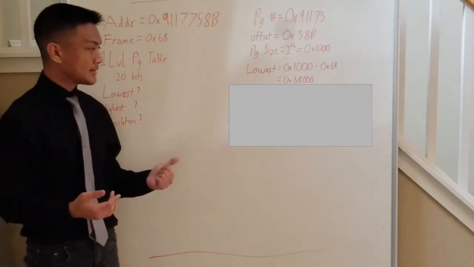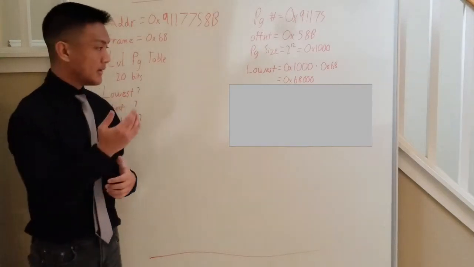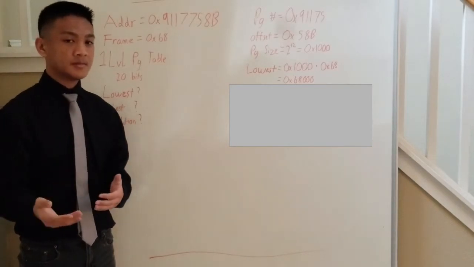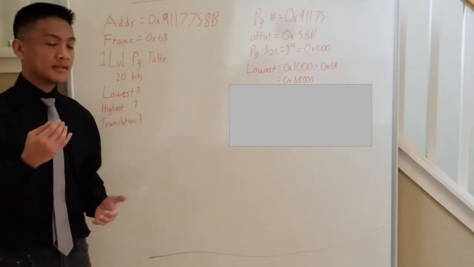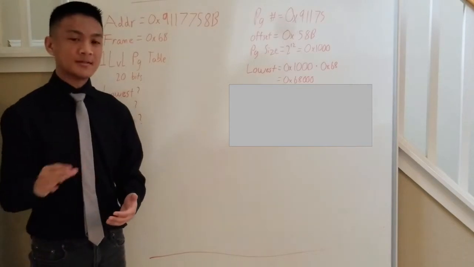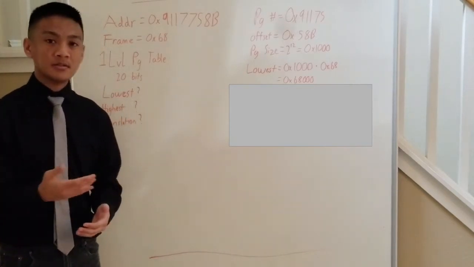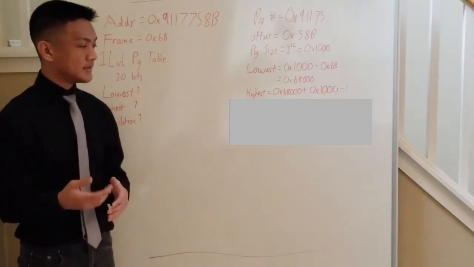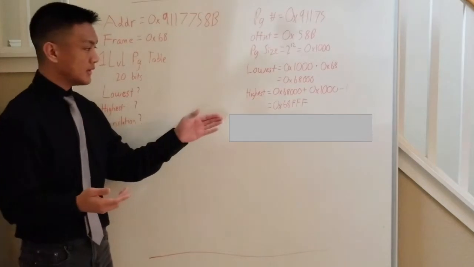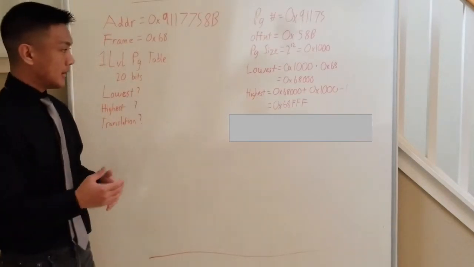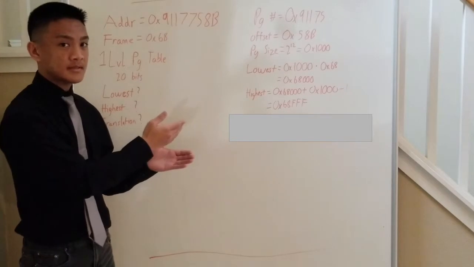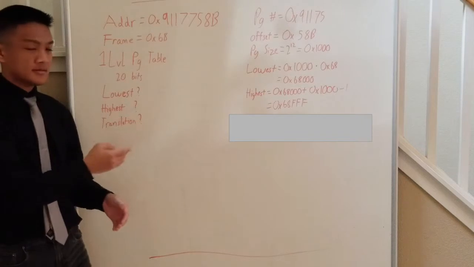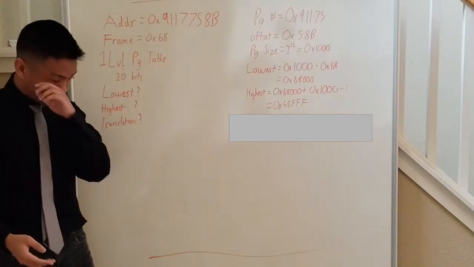In order to find the highest, all we do is simply add the page size to our lowest address, and then we're going to subtract 1 because, as we know, computers like to go from 0 to n-1 rather than 1 to n. So it'll be 0x68000 plus 0x1000 minus 1, which will be, of course, 68FFF. And of course, this will be 32 bits, so we'll just pad the extra zeros in front of it, so it'll be 0x00068000 and 0x00068FFF.